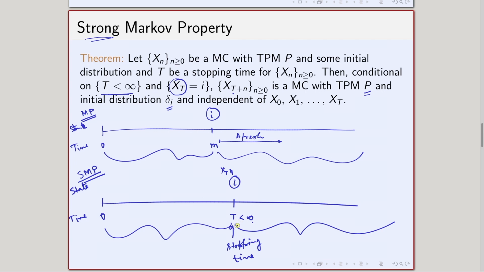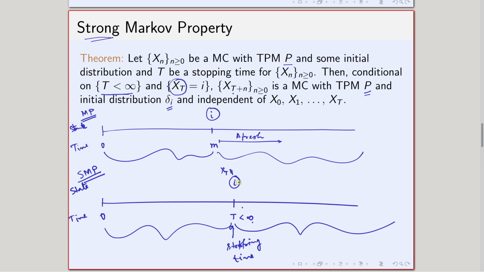Okay. So let us go through this once again. It says that if I have a Markov chain with transition probability matrix P and whatever initial distribution, it does not matter, and I have a random variable T which is a stopping time for that Markov chain Xn, then if I condition with respect to T less than infinity and X_T equals i, that means T is a finite time and at the time point T the state is i.